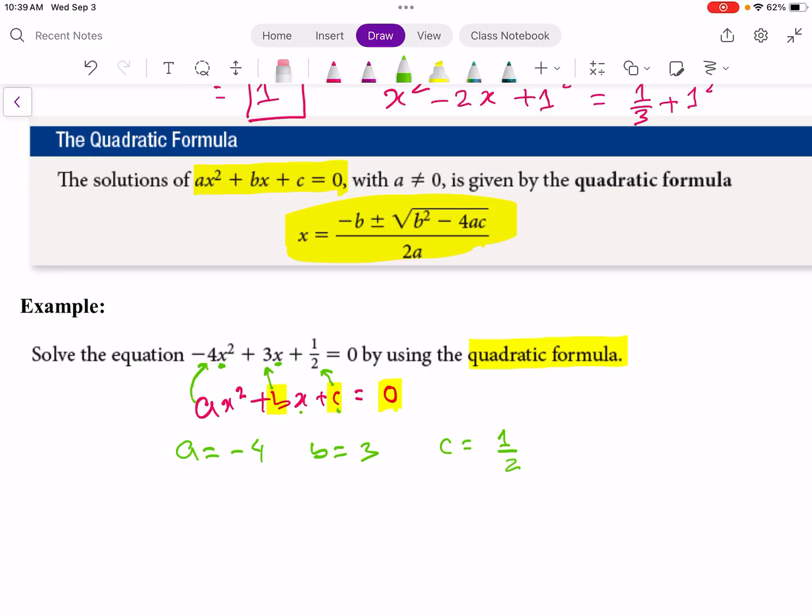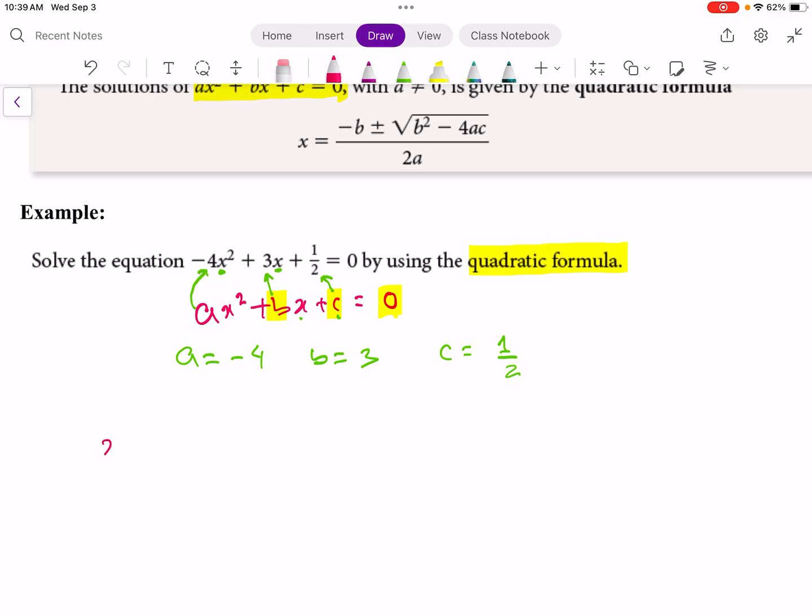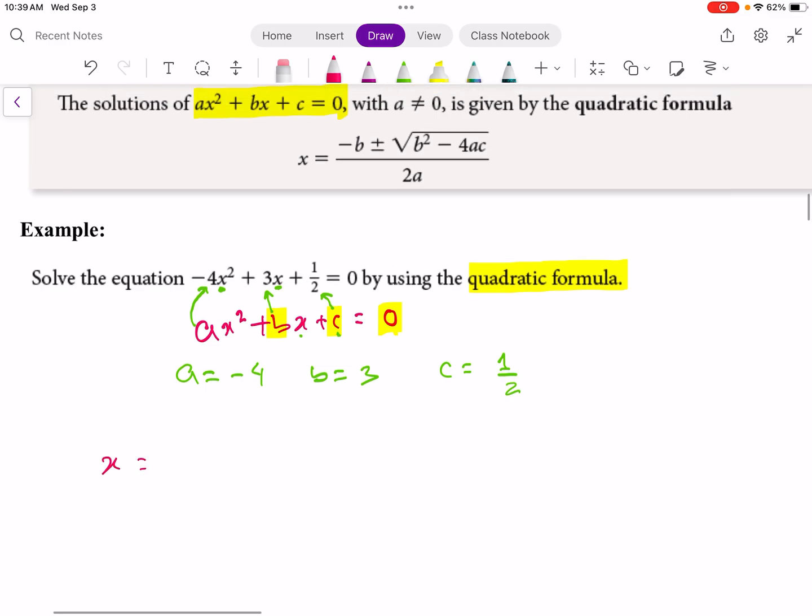After that you have to find a, b, c, and once you have a, b, c, you substitute in this formula. This formula will be given to you. So our formula is, since the variable is x, x equals -b plus or minus the square root of b squared minus 4ac, divided by 2a.